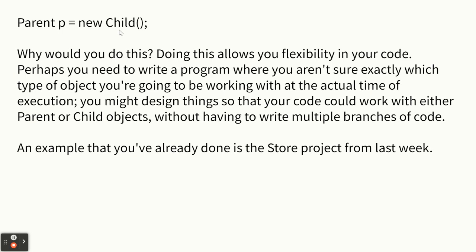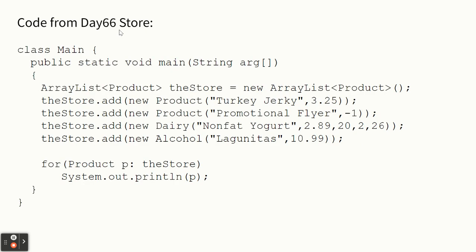So an example where we've already done this is with the store. Look at this. This was the code from the store test run code. It said ArrayList<Product>. So that's the parent class of all the different products we made. And notice we added two products and then a dairy and an alcohol, and then we printed them all. And notice on the print, we're saying Product p from the store. And so this is a perfect example of when it'd be smart to do this thing where you declare the variable type to be the parent, but then you instantiate it as one of the children.